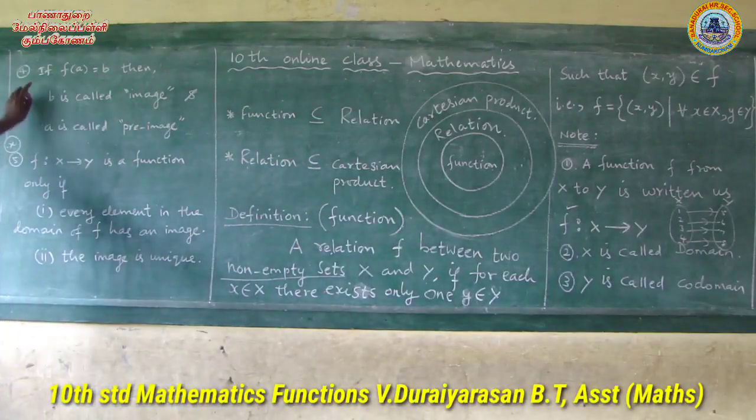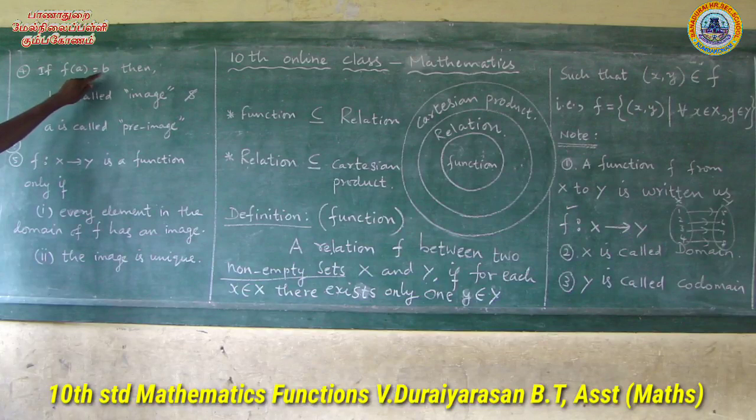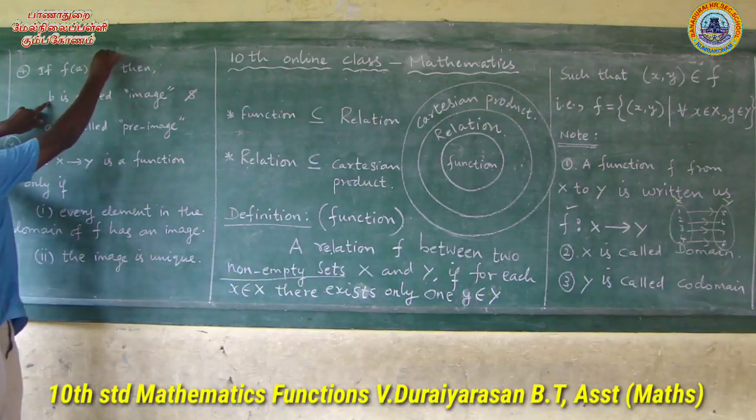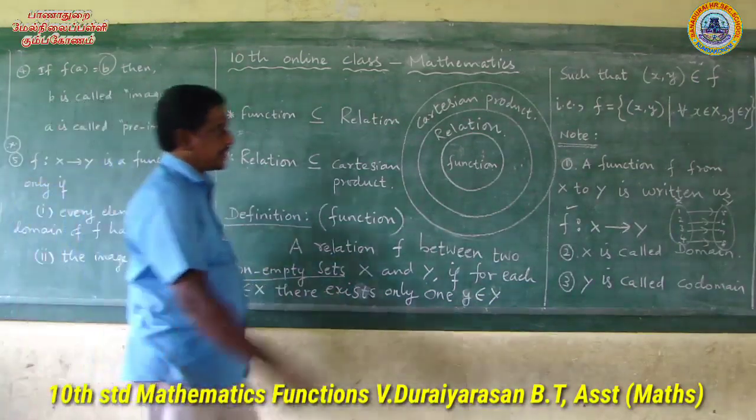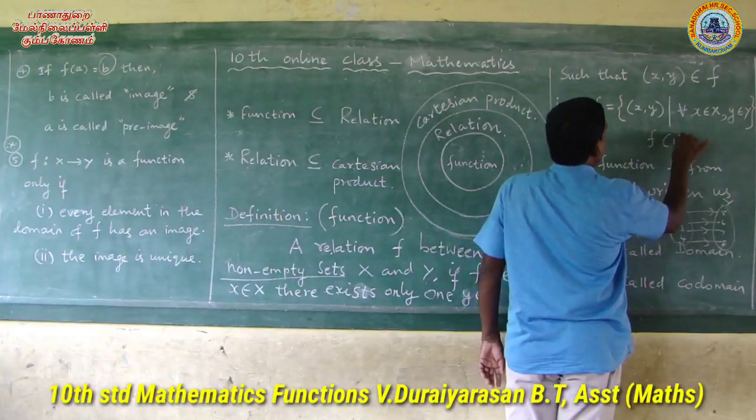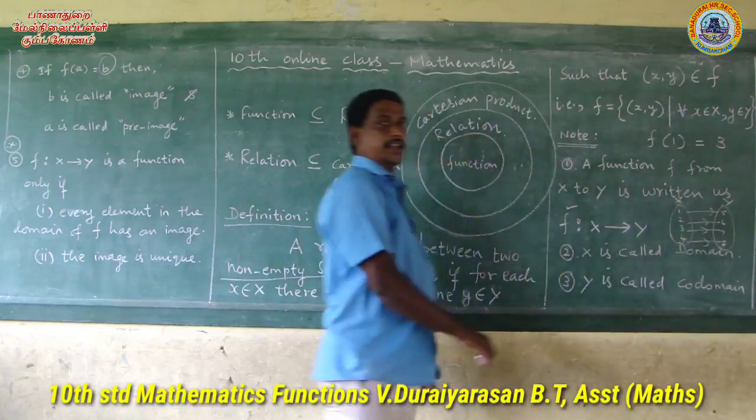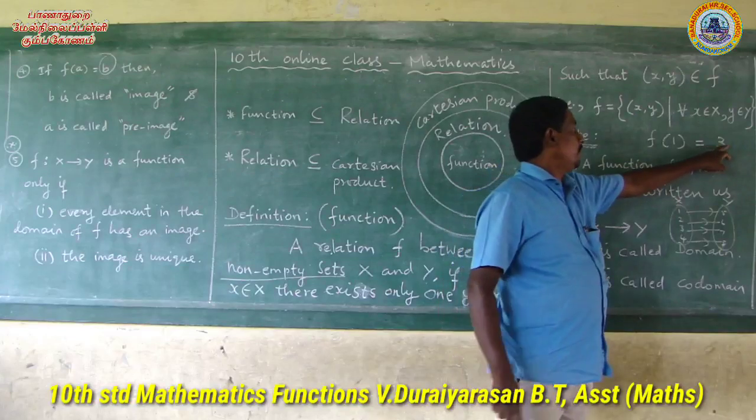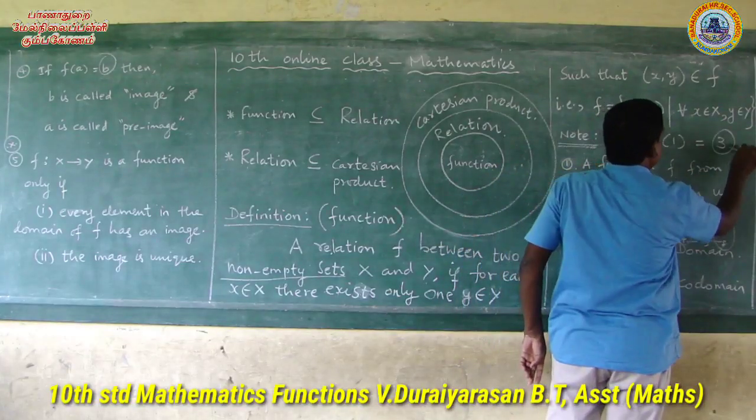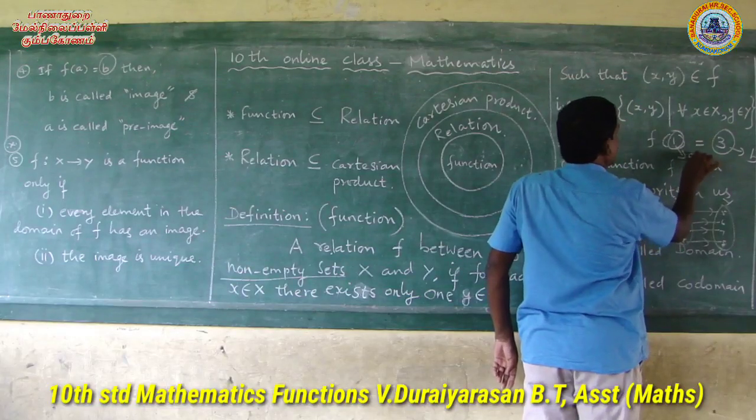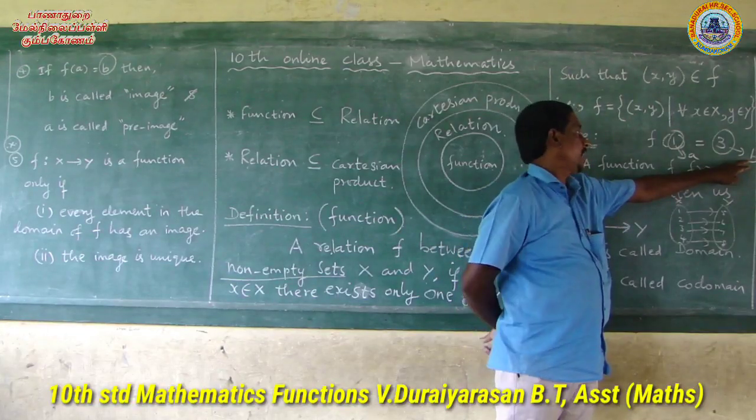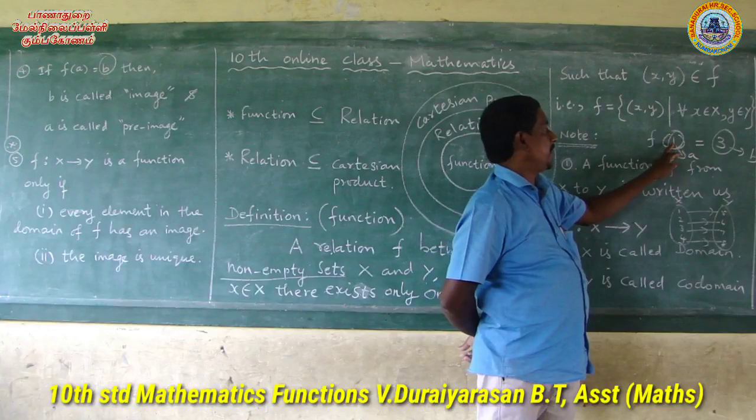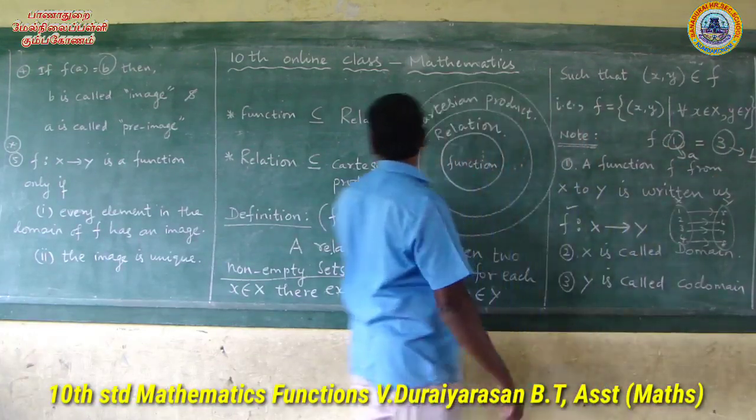Next, point number 4. If f of A equals B, then B is called the image and A is called the pre-image. For example, f of 1 is equal to 3. Here B is 3 and A is 1. A is called the pre-image, B is called the image. Here, 1 is the pre-image, 3 is the image. Okay. Next.